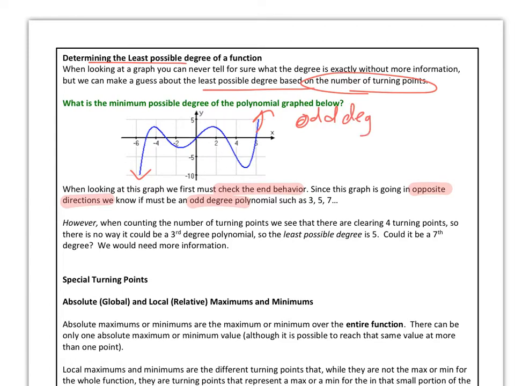But then when we count the number of turning points, so that's, remember, a hill or a valley, there's 1, 2, 3, 4 turning points. And remember that we know that there are 4 turning points, so there's no way it could be a 3rd degree polynomial because we have to add 1. And if we add 1, this gives us the fact that it's at least a 5th degree polynomial. It could be a 7th degree, but we would have to find out if there's more information to help us determine that.